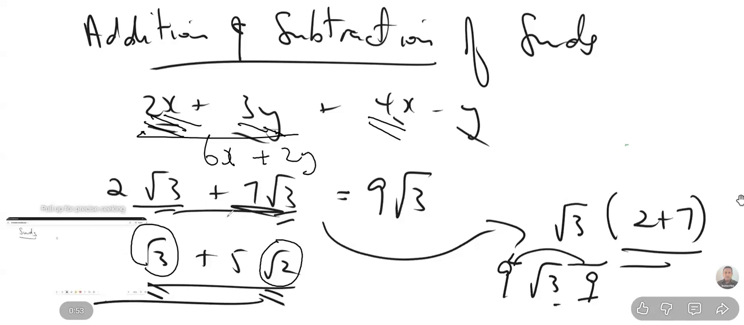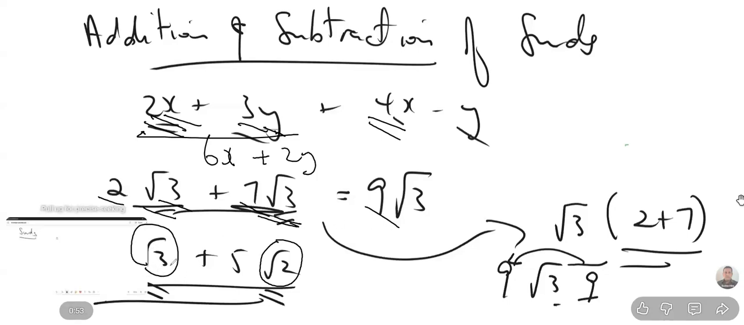The same goes for surds. You have 2 root 3 and you have 7 root 3. You have a similar surd. You have root 3 in both terms. So you simply add the two numbers. 7 and 2 give you 9, right?